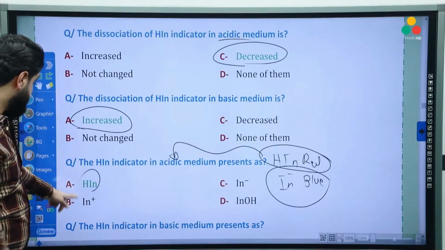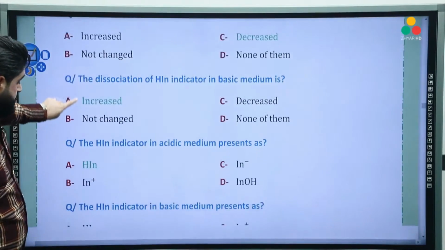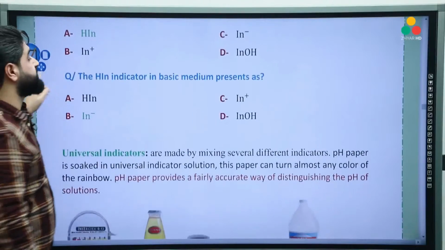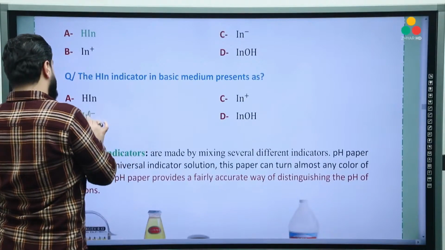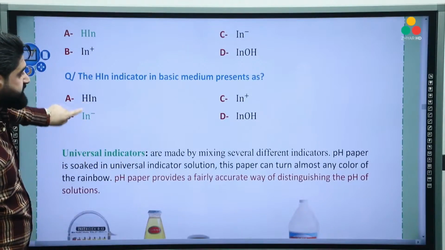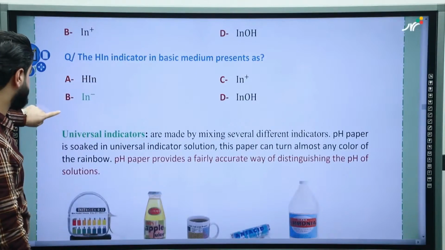The HIn indicator in basic medium presents In negative. It's in acidic medium and we don't have the following.